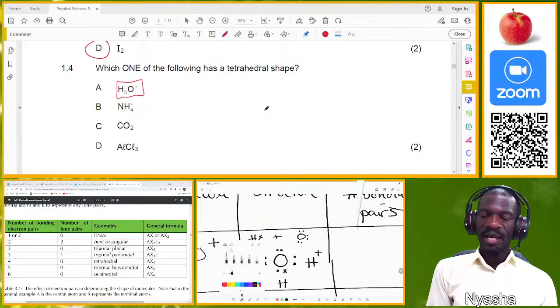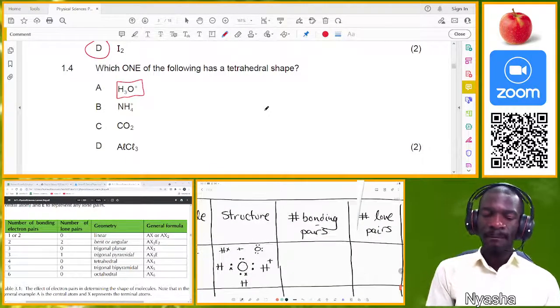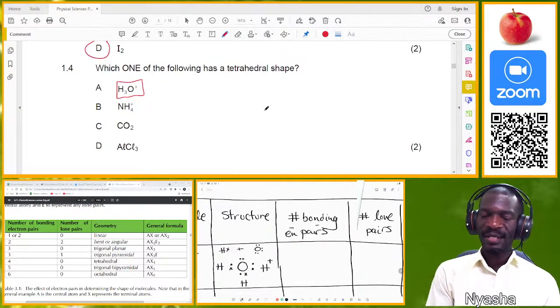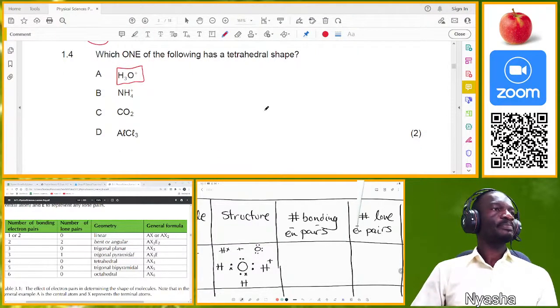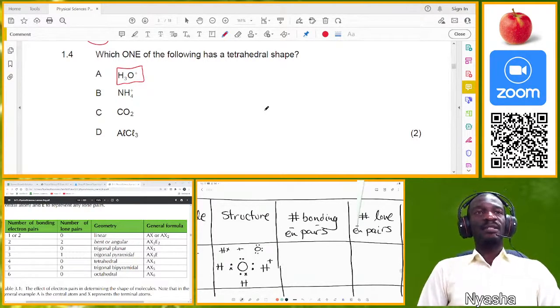Right, so if we have the hydronium like that, let's now figure out how many bonding electron pairs we have. Let me just say electron is like this, let me say electron is like that, just putting a shortcut. So how many bonding electron pairs do we have in the hydronium structure?